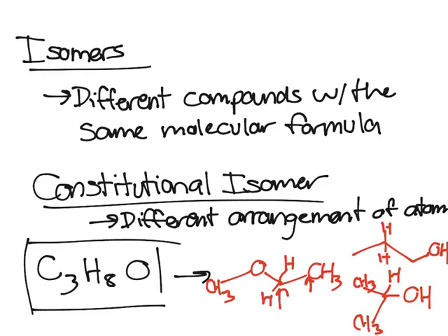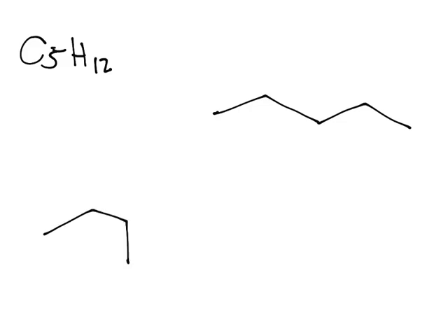And so let's do another example of a constitutional isomer. So let's try C5H12. And so you could have something like this, or something like this, or even something like this. And as you can see, they all have 5 carbons. You could count them out, and they also have 12 hydrogens.